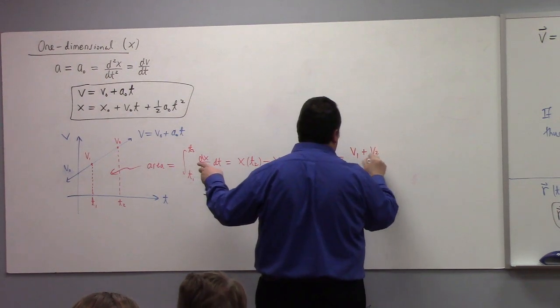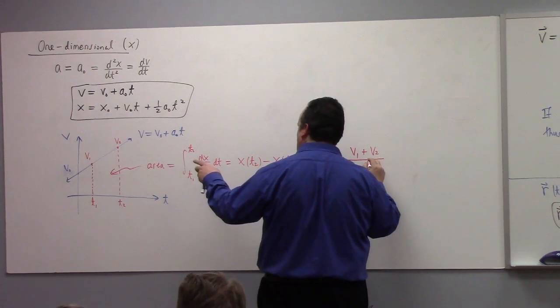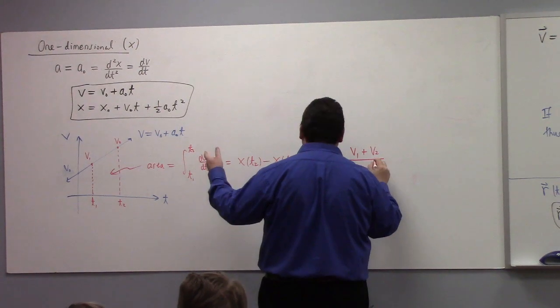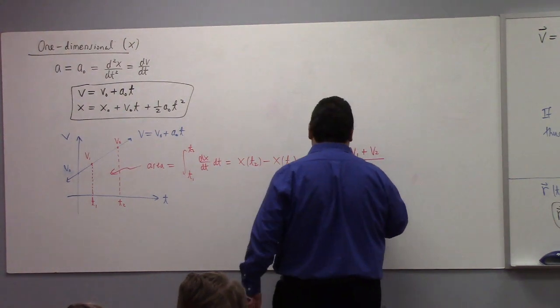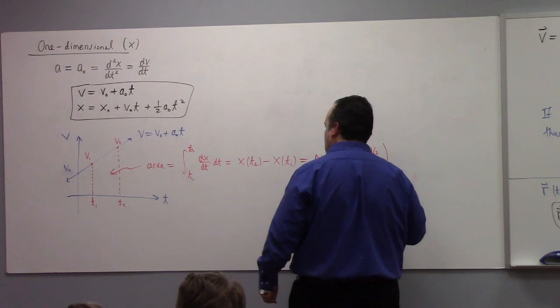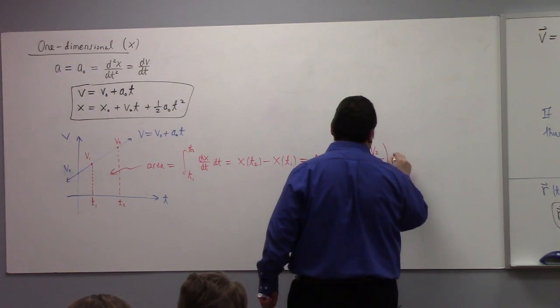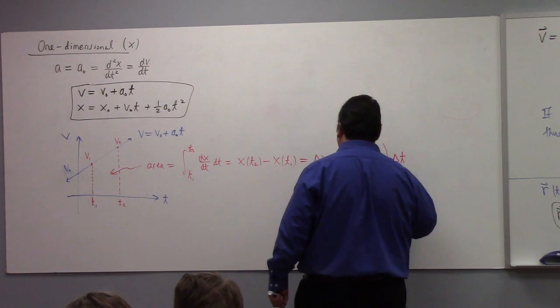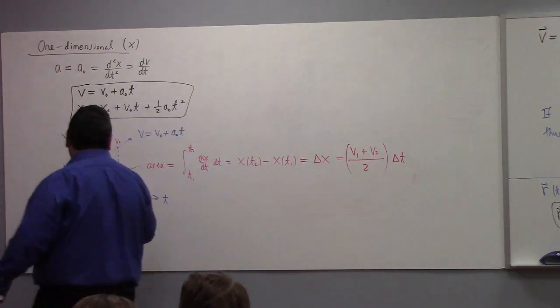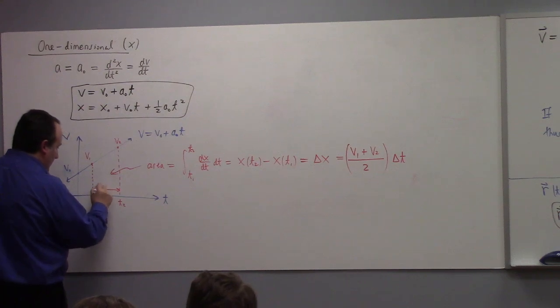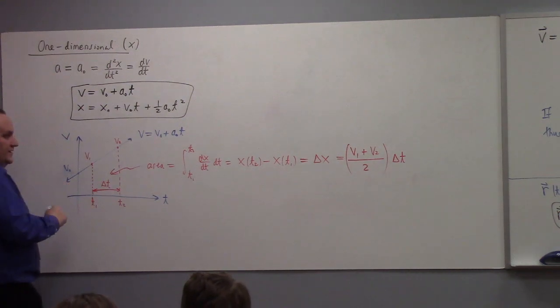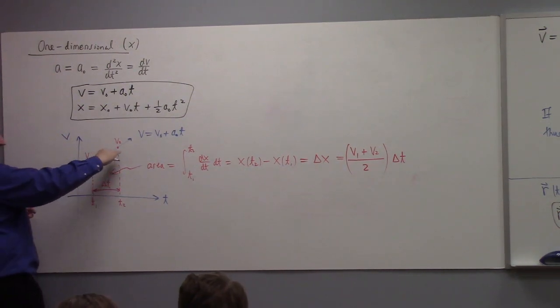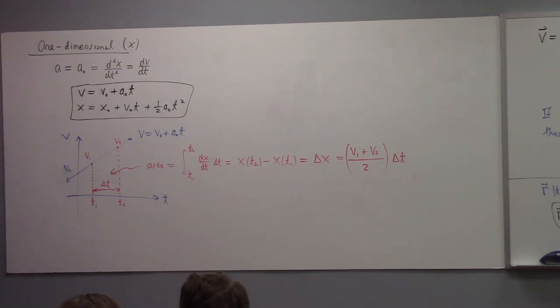V1 plus V2 divided by 2 times what? Times the T2 minus T1, right? Times the change in time. So this distance here, change in time, right? And if you take the average, that gives you the box of the same height, which would have the same area as the parallelogram, right? Excuse me, trapezoid.